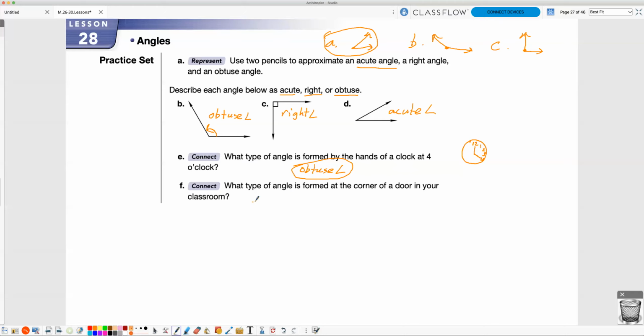Letter F, what type of angle is formed at the corner of a door in your classroom? So if you have a door, and we're just talking about this corner down here in the corner of the door, what type of angle is formed at the corner of the door? Would it be an obtuse angle, right angle, acute angle? Which one of those would it be? If you answered a right angle, you would have been correct. All right, let's try some more.